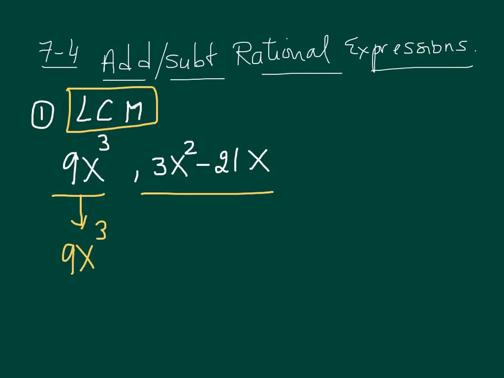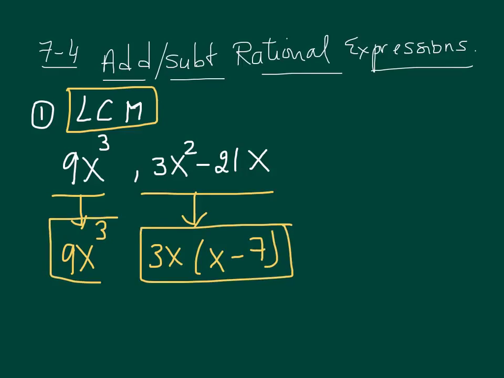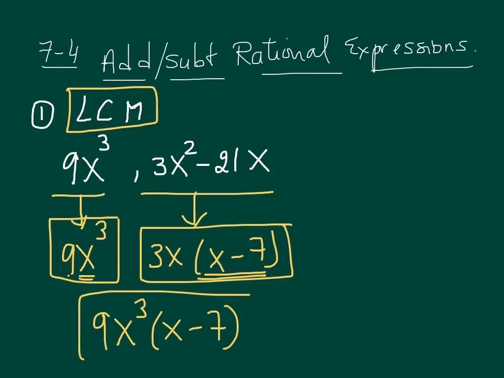9x cubed, there is nothing to factor. Here, I want you to pull out your GCF, and in this case, the GCF is 3x times x minus 7. If you look at those two terms, can you tell me what's the common factor and what would be the smallest common factor? The smallest common factor is going to be 9x cubed times x minus 7. So we should have x minus 7 as a common factor, x cubed is a common factor, and between 9 and 3, it is going to be 9, the common factor. So the LCM will be this one.